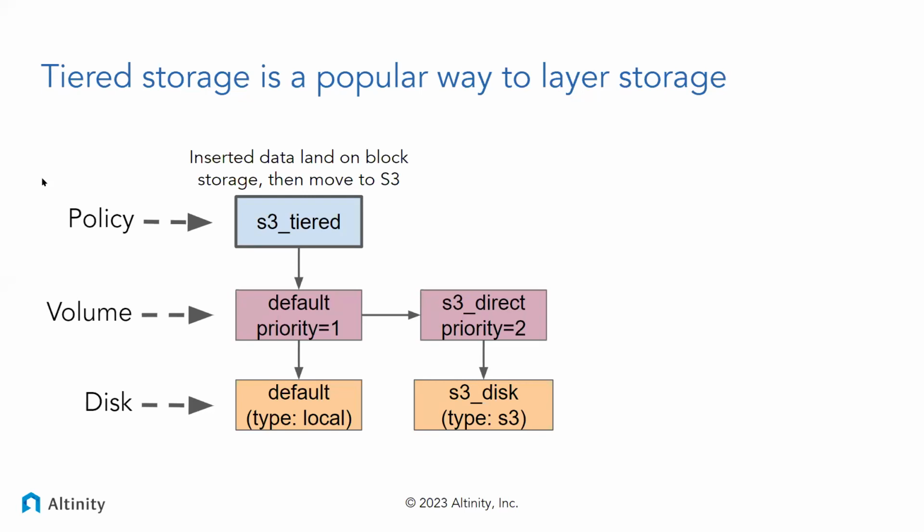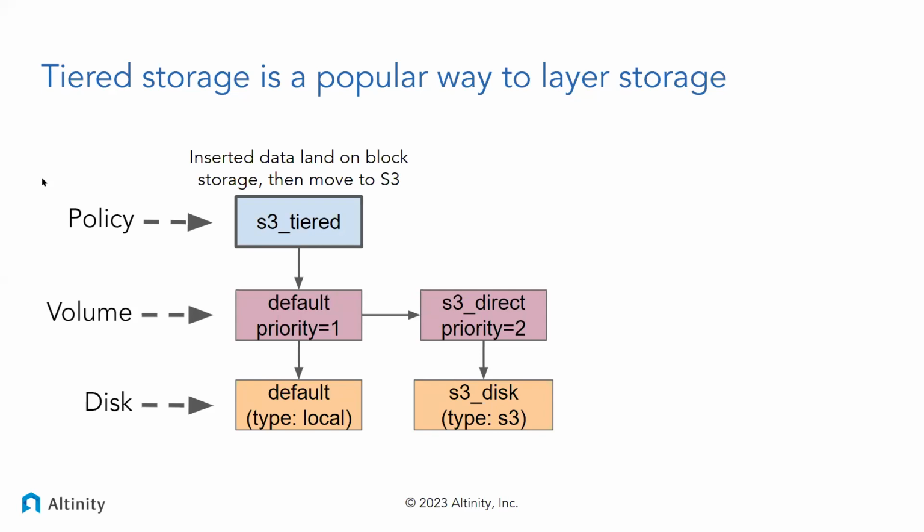We're going to have a default volume, which is always present. We don't have to do anything. And we're going to give that a priority 1, which means that if you insert data, the first place it lands is going to be on the default device, which is local disk or SSD, as the case may be. But we're also going to have another volume, which is S3. It's going to point back to that device that we just created, and it will write data actually to the S3 bucket.